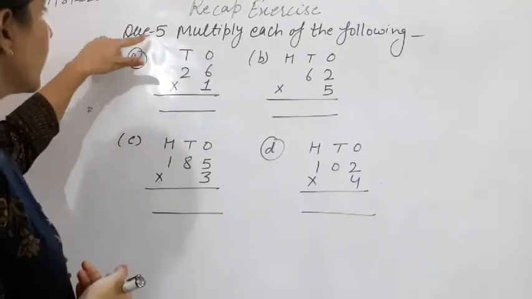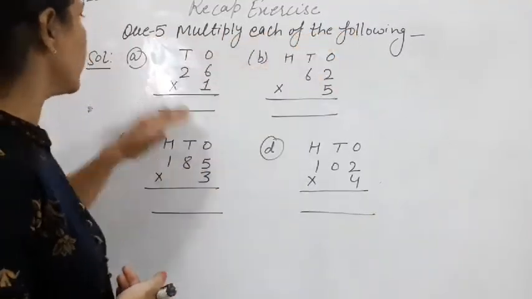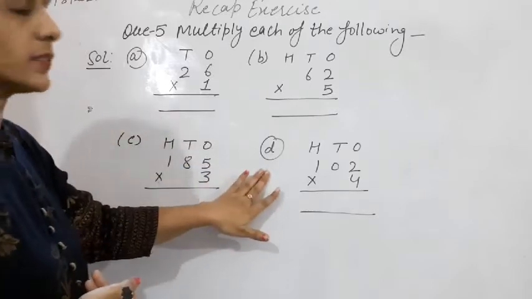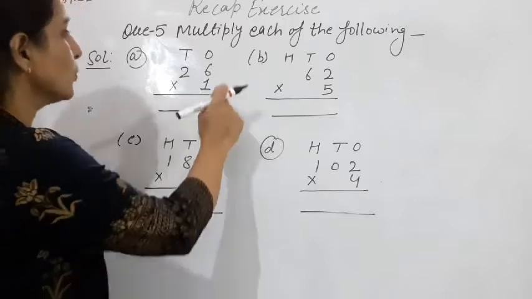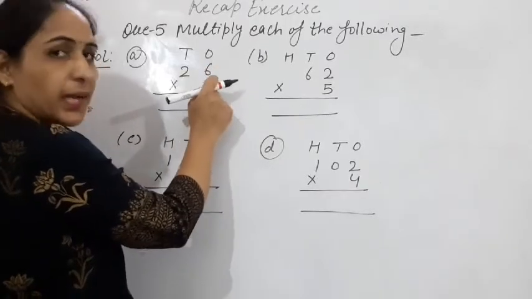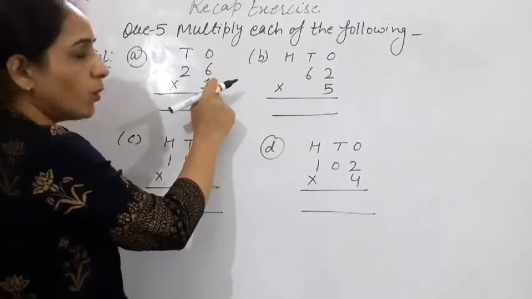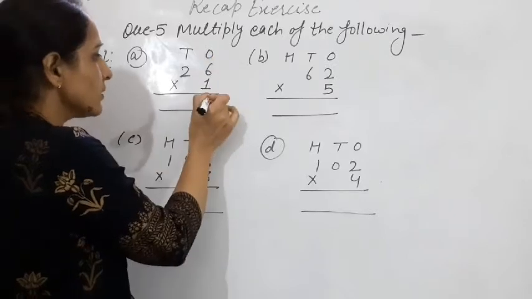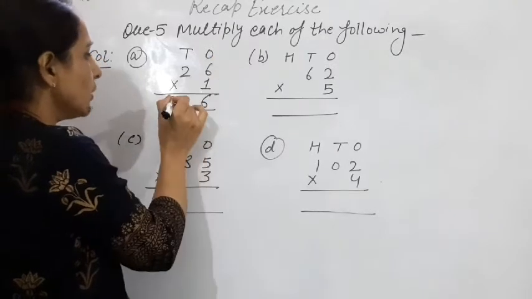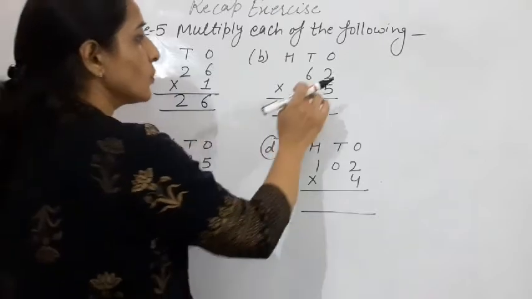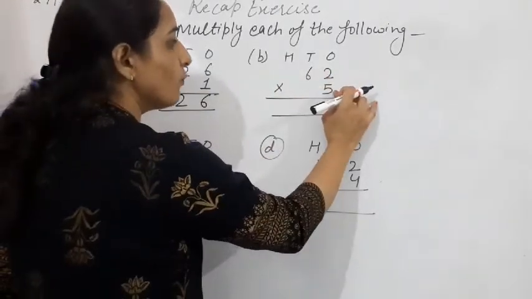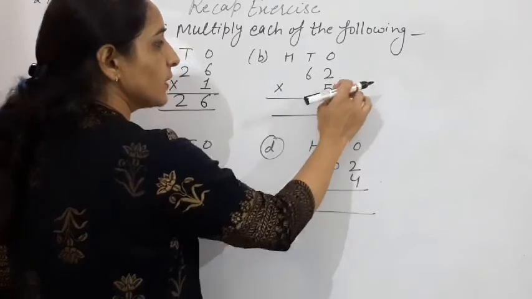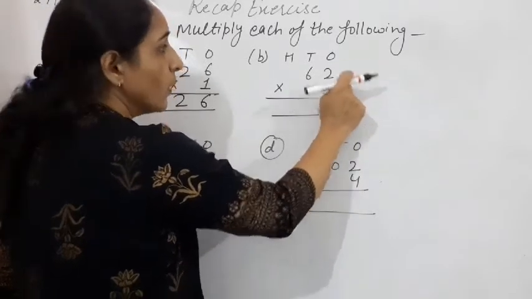Now the question number 5, multiply each of the following. Here A, B, C and D parts are given. In these parts, what we do is multiply. So 26 multiplied by 1. So we read the table of 1. 1 6 is 6, 1 2 is 2. Clear? Now 62 multiplied by 5. It means we read the table of 5 till 2. First we read the table of 5 to 2.